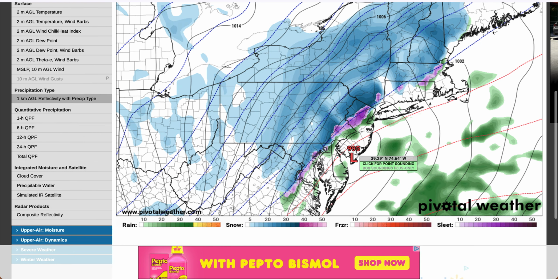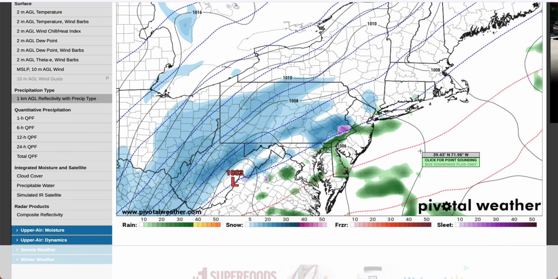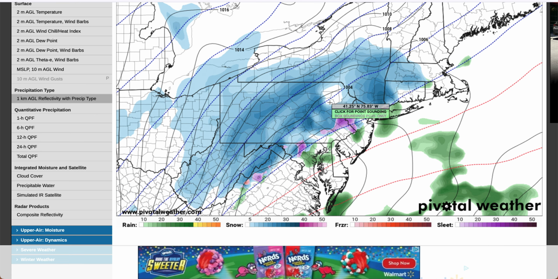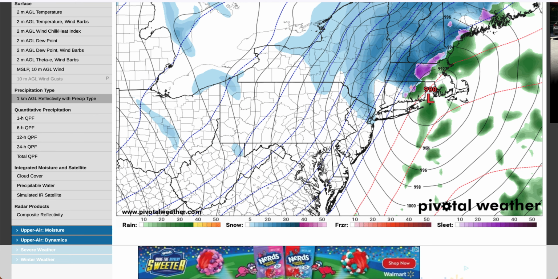You can see the low pressure goes over land, goes over Cape May, meaning that coast would basically just get rain out of this. And the heaviest snow would be confined to northwest areas of Jersey, Poconos, and interior northeast.